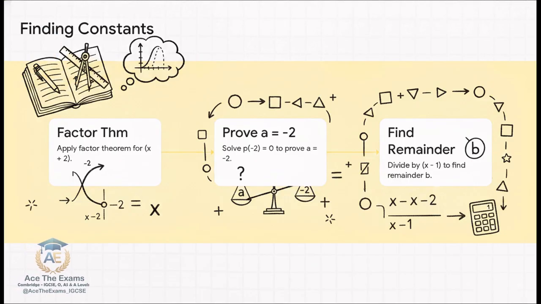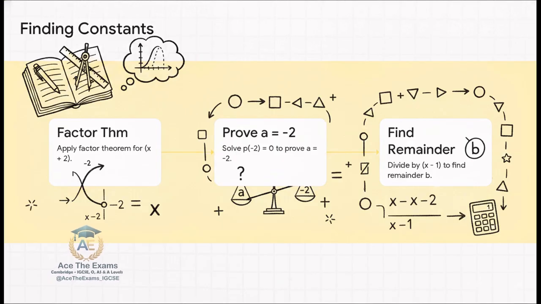Step 1, point and evidence. Following the factor theorem, we plug in x equals negative 2 into the entire equation and set it all equal to 0. Step 2, explanation. Since a is the only unknown left, we use basic algebra to isolate it, mathematically proving that a equals negative 2. Step 3, the link.